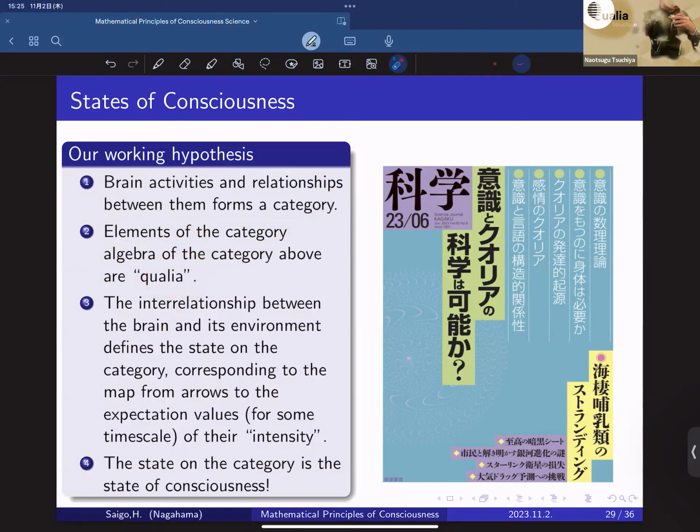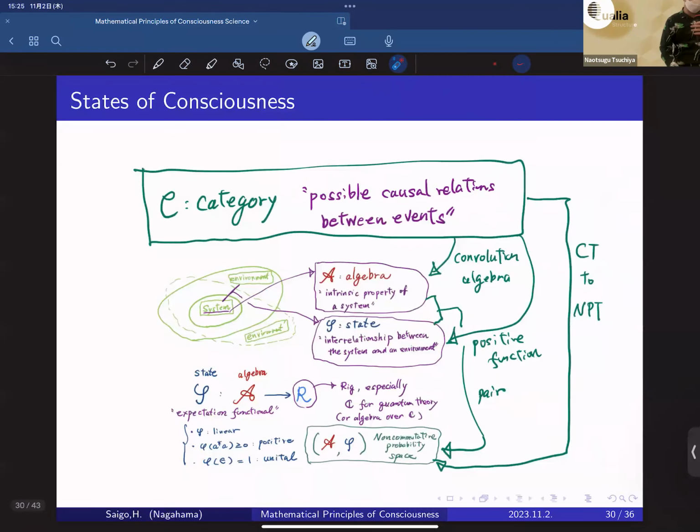And the interrelationship between the brain and its environment, to define the state of the category, corresponds to the map from arrows to the expectation values, so their intensity. So this mathematical state on the category is a state of consciousness. This is my hypothesis. So yeah, in one picture, I express my ideas.